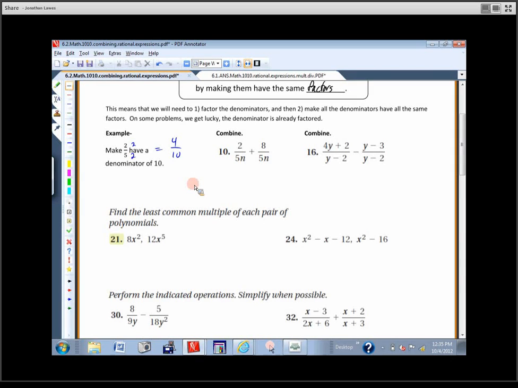Okay, we want to combine the two of these. We already have a common denominator. So the denominator is going to be 5n, and I add the 2 plus the 8. I put those together on the top. 2 plus 8, which is 10 over 5n. Do we leave it like that?